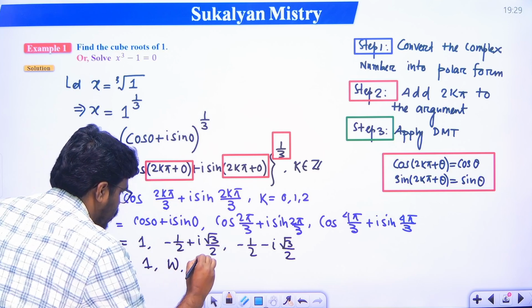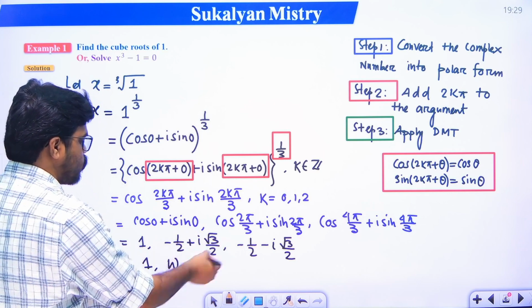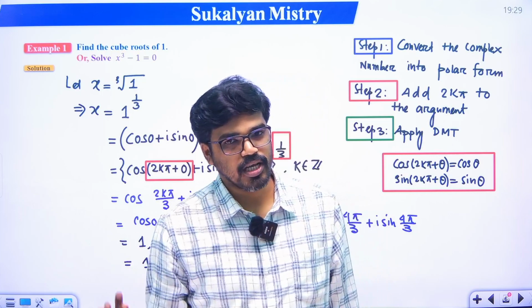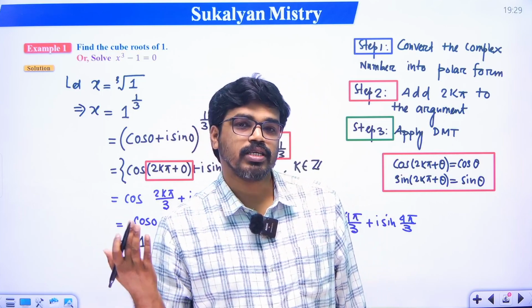omega and omega square. What is omega? This is omega. What is omega square? This is omega square. And also we know that 1 plus omega plus omega square is 0, and omega cube basically is 1.